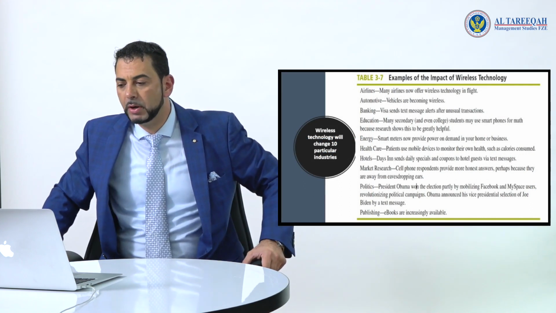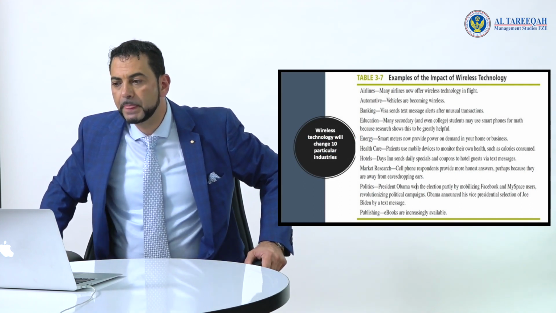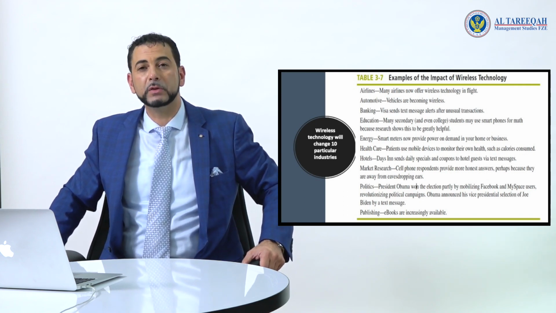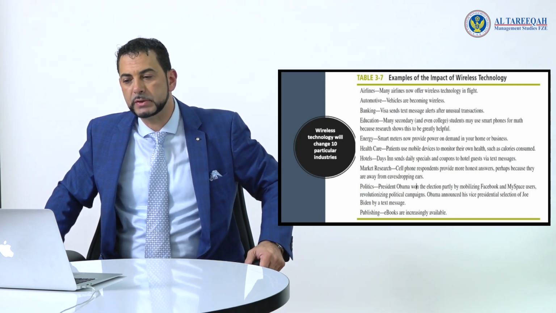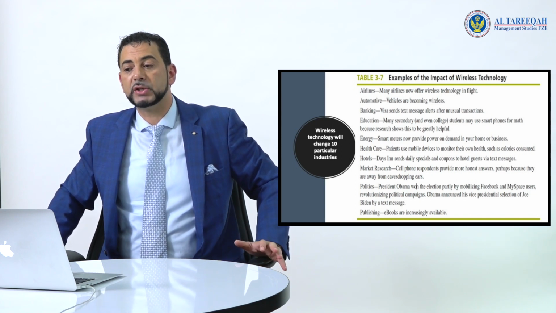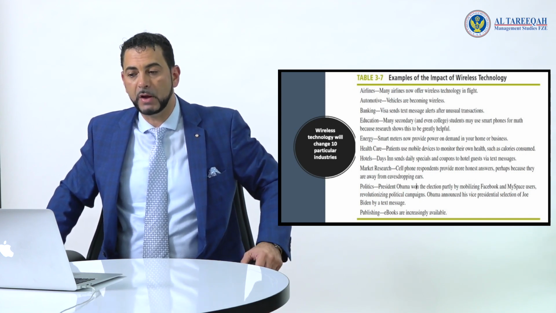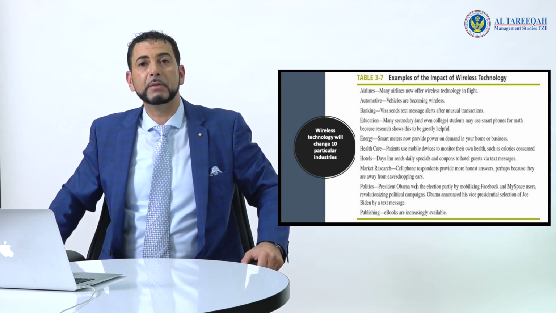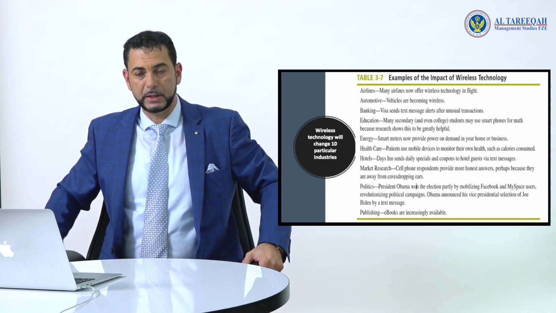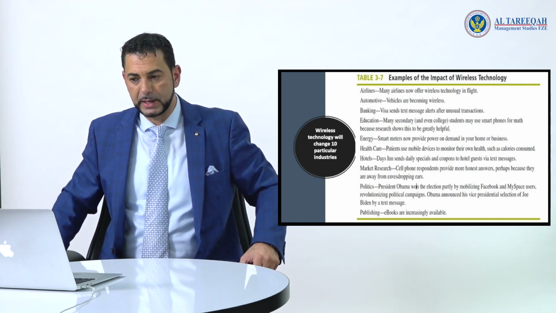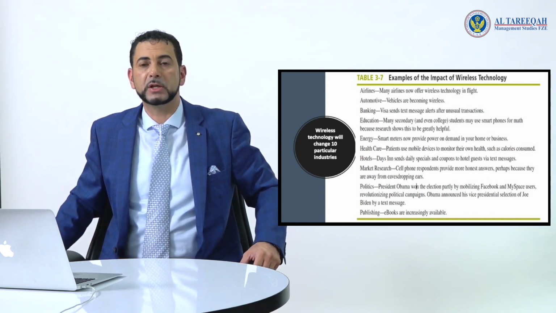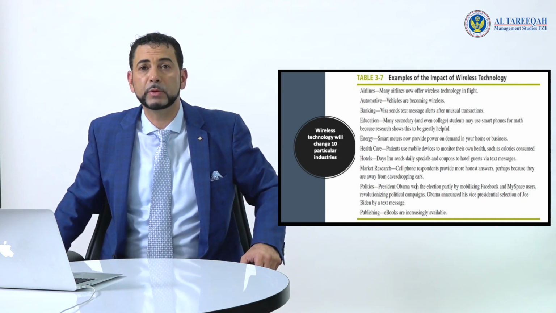Now, these are on slide number 19. This is some examples of how technology will affect a lot of industries, such as airlines. It states here that many airlines now actually offer wireless technology in flights. Vehicles, a lot of the vehicles actually are wireless, okay? Obviously, electric wireless cars. Banking, you don't have to go to a bank. You can do everything from your computer or laptop or a smartphone.